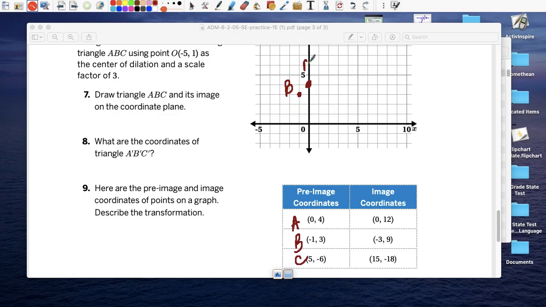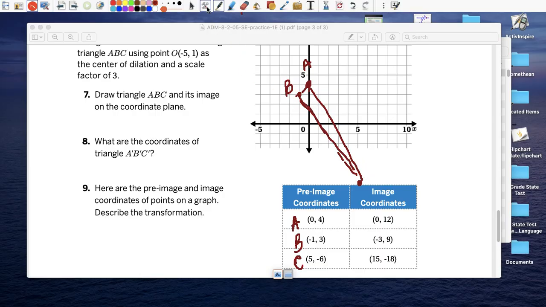So that was A. This is B. And C is, what is that? 5? 5 and 6. 1, 2, 5, and negative 6. So it's all the way down here. 1, 2, 3, 4, 5, 6. So somewhere over here, out of the graph. That's okay. So this is what we have.